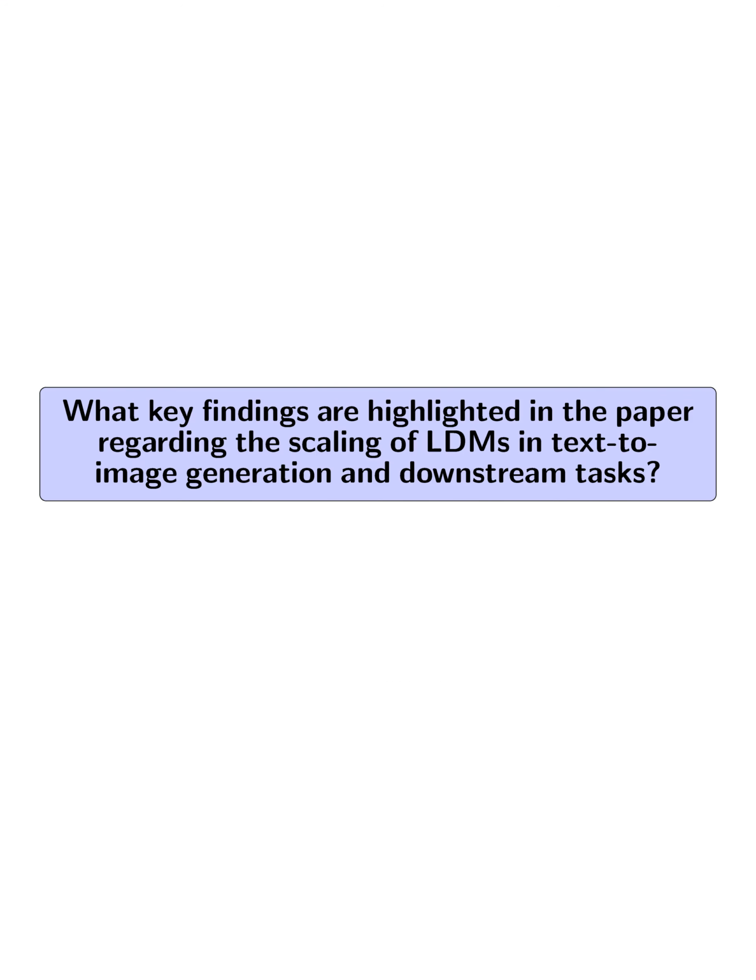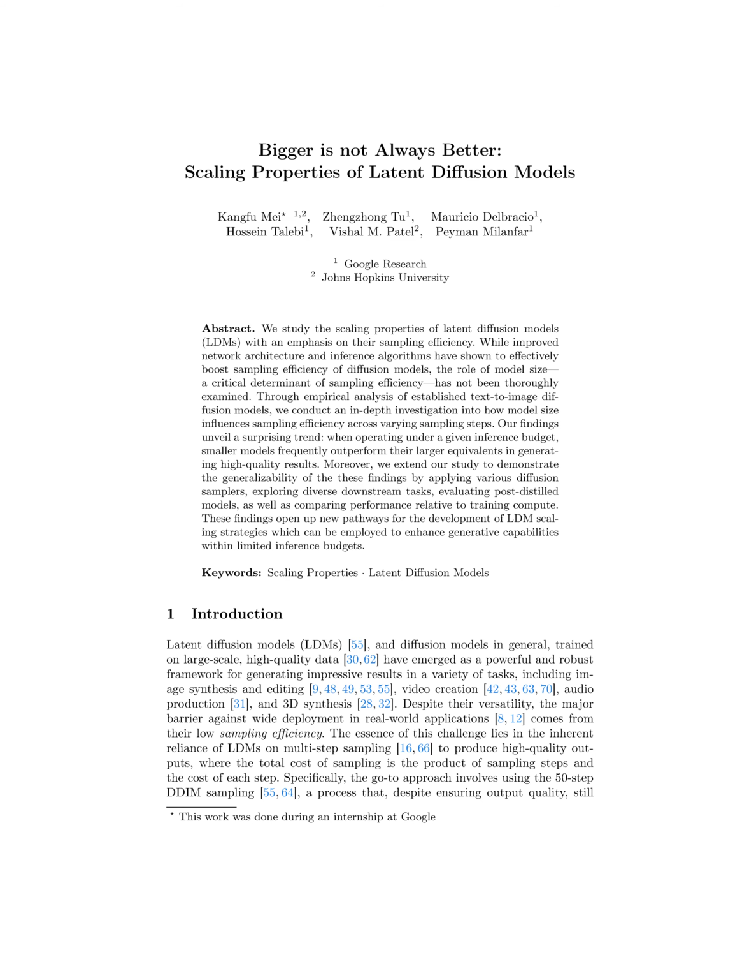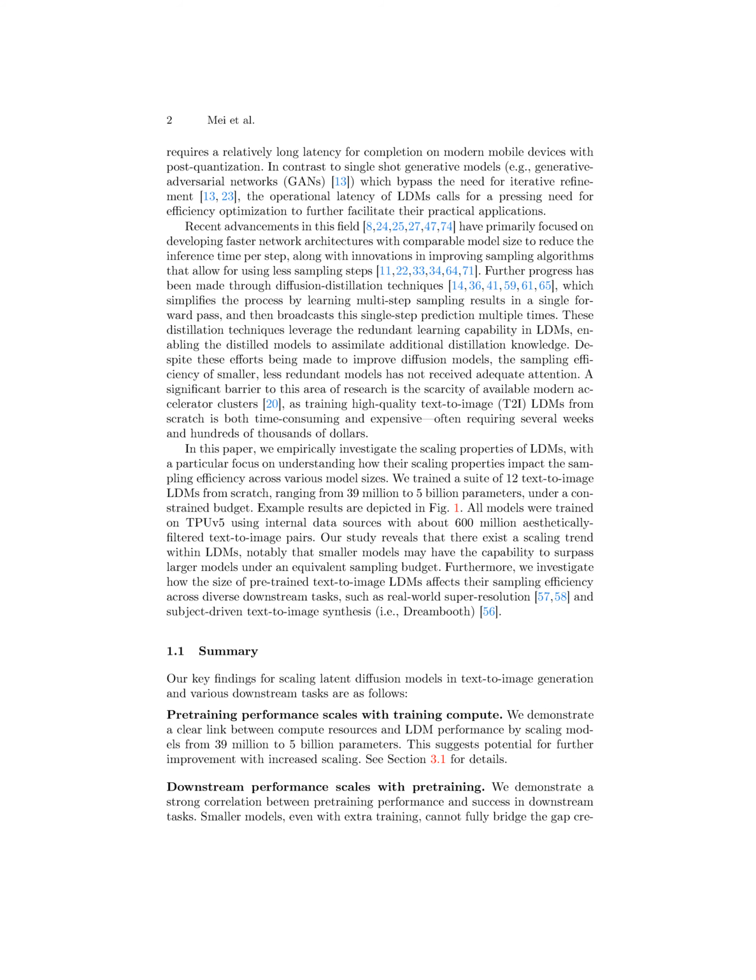What key findings are highlighted in the paper regarding the scaling of LDMs in text-to-image generation and downstream tasks? 1. Pre-training performance scales with training compute, showing a clear link between compute resources and LDM performance, indicating potential for further improvement with increased scaling.